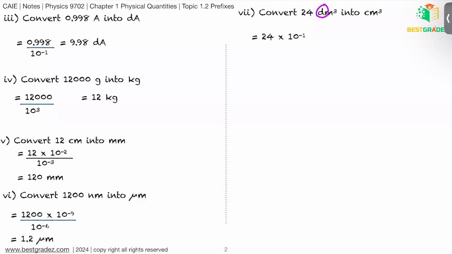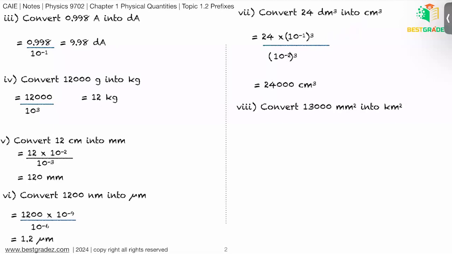So if I'm removing deci, I'll multiply by 10 power minus 1. And if I'm adding centi, I'll divide by 10 power minus 2. One additional step is to take cube of it. So in case of volume, you have to take cube of the prefix. Remember not to take cube of the value, obviously. So 24 dm cube we know from chemistry as well. It's 24,000 cm cube based on this conversion.